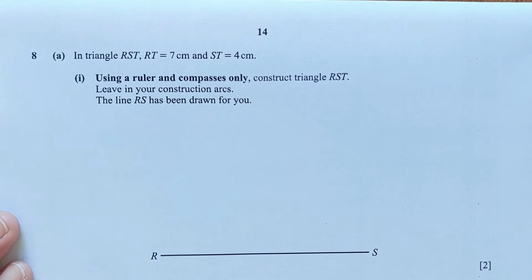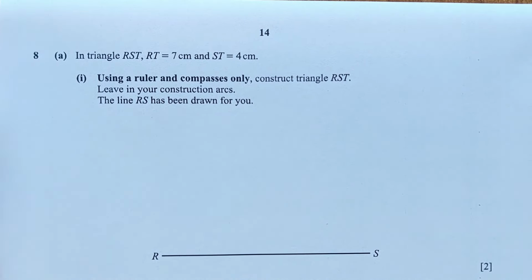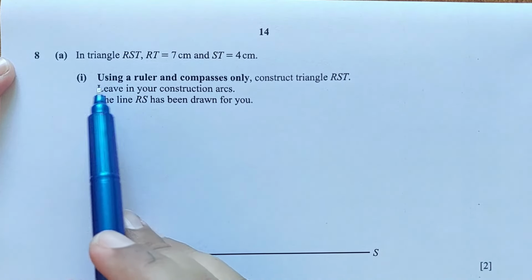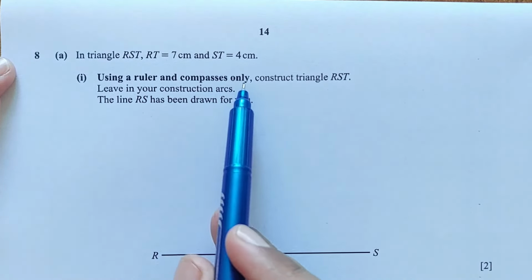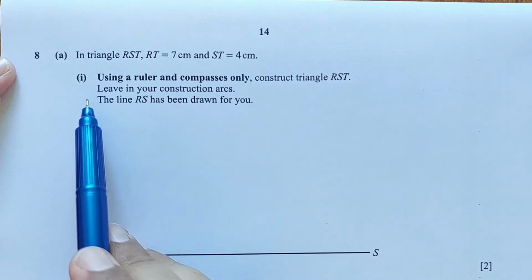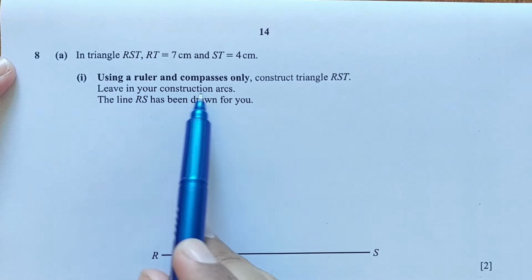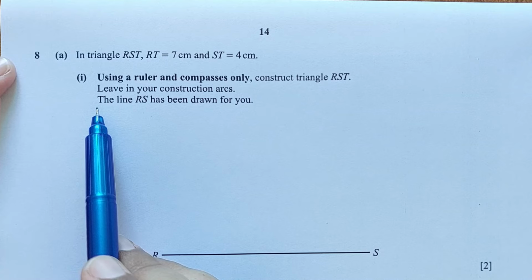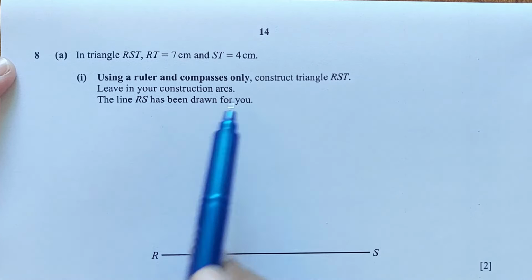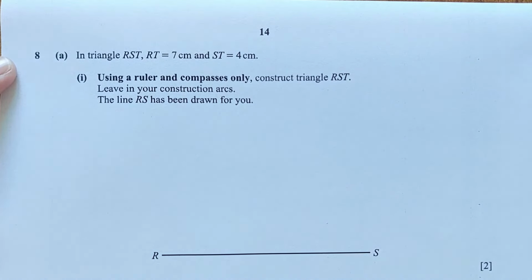Question number 8, part A. In triangle RST, RT is 7 centimeters, ST is 4 centimeters. Number 1, using a ruler and compasses only, construct the triangle RST. Leave in your construction arcs. The line RS has been drawn for you, right? RS has been drawn, and RT is 7 centimeters.